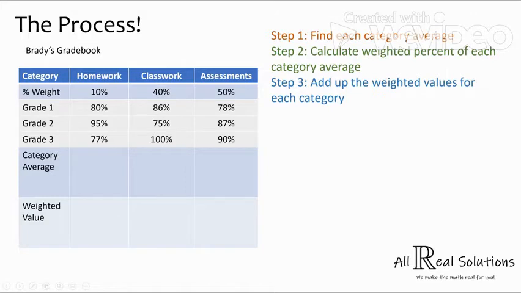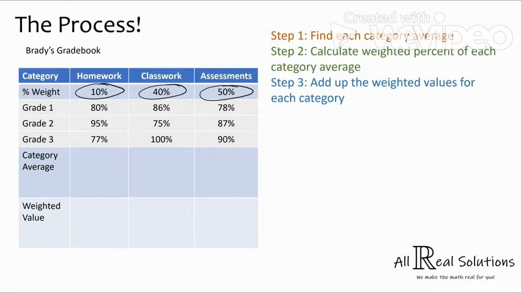In Brady's class, homework is worth 10%, classwork is 40%, and assessments are 50%. So half of Brady's grade is going to come from his assessments, tests, and quizzes. 40% of his grade is going to be calculated from his classwork, and 10% of his grade is going to be considered homework.